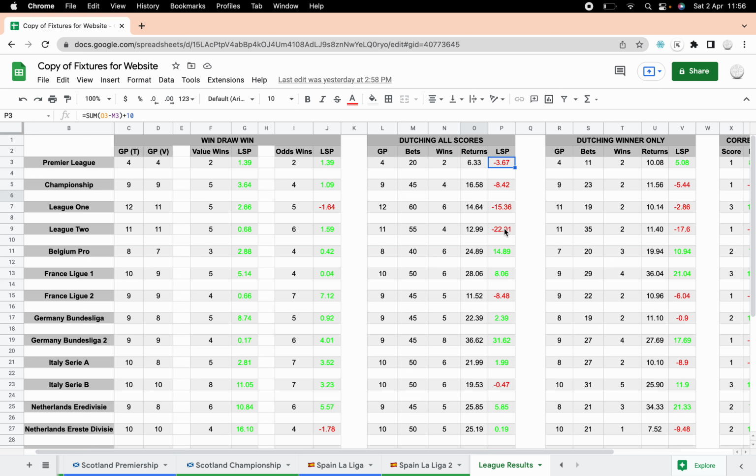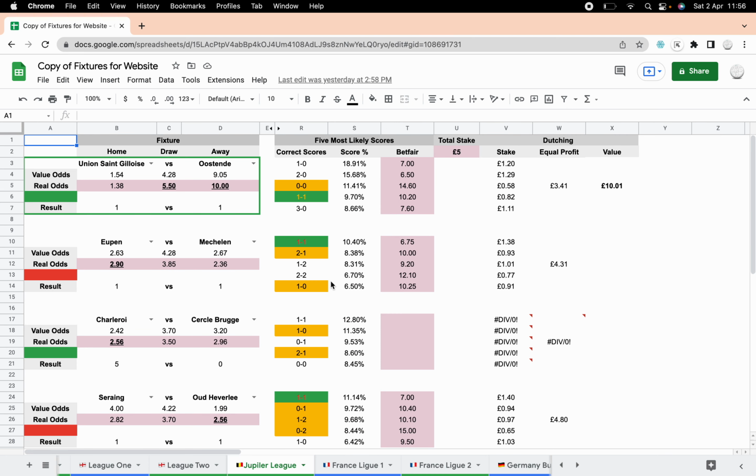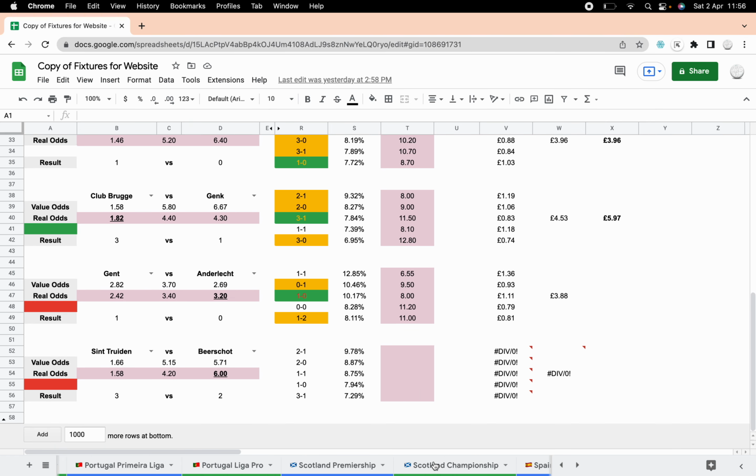There've been some pretty poor ones, League 2, but then you look at the Belgian Pro League, which was good last week, I think, for both outcomes. But let's have a look. So the Belgian Pro League, you can see we've got a nice lot of correct scores in there.